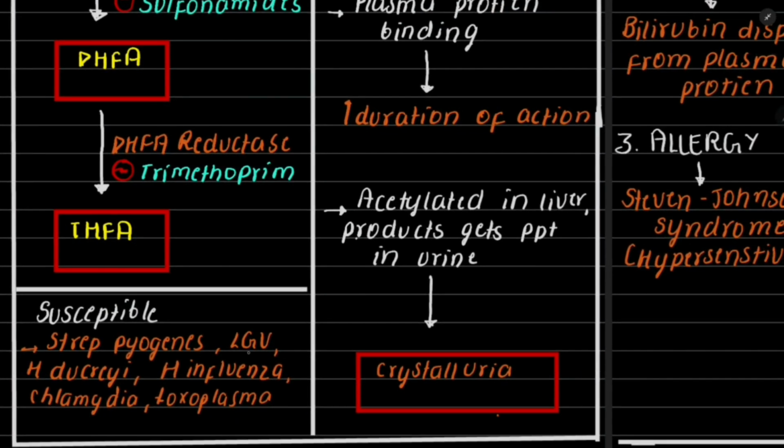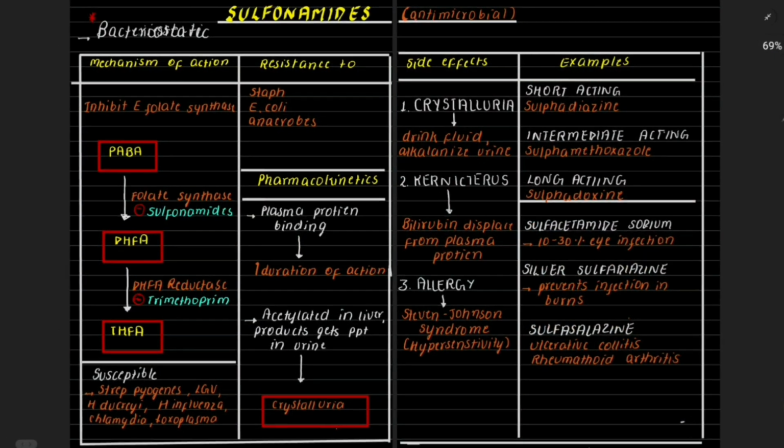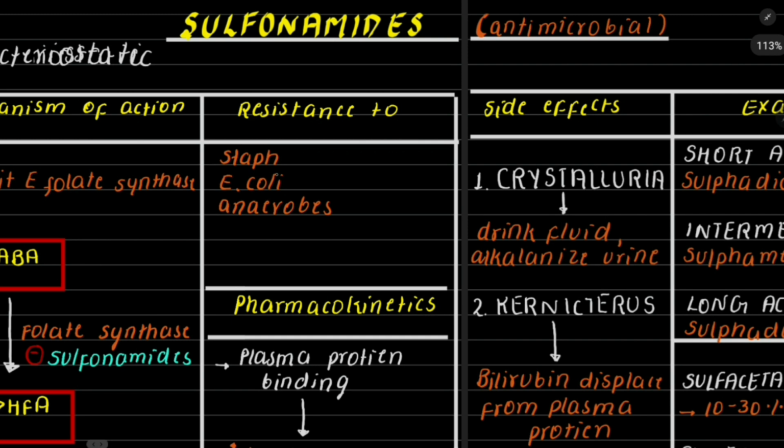Streptococcus pyogenes, LGV or lymphogranuloma venereum, Haemophilus ducreyi, Haemophilus influenzae, chlamydia and toxoplasma. Sulfonamides are the drug of choice for toxoplasmosis, which is caused by this organism, toxoplasma. Staphylococcus, E. coli and anaerobes are resistant to sulfonamides, which means that they do not respond to sulfonamides.